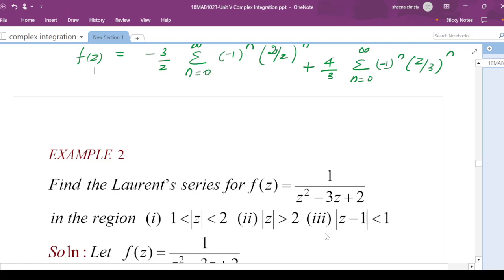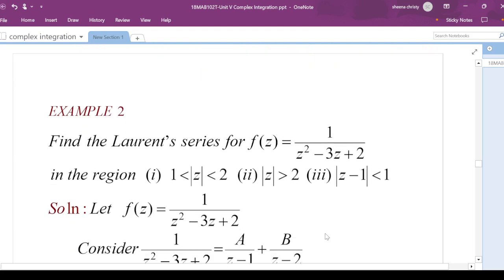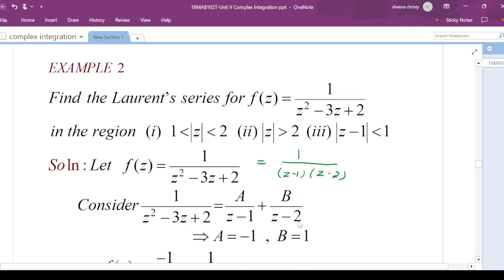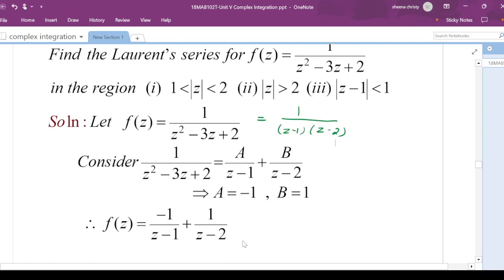So first, we are going to split the denominator of the function. z² - 3z + 2 can be written as (z - 1)(z - 2). So we are going to separate it by making use of the partial fraction method, and we get the values of A and B as -1 and 1. Substitute it here.